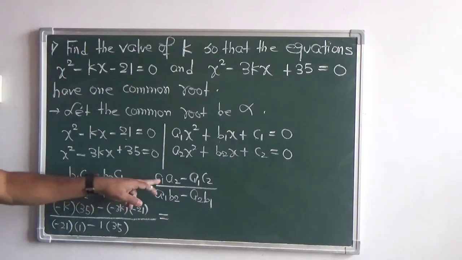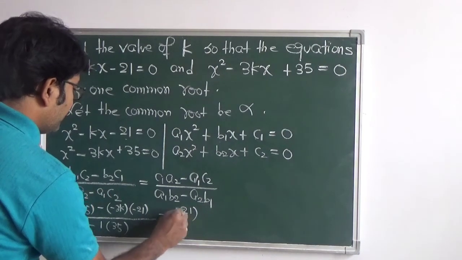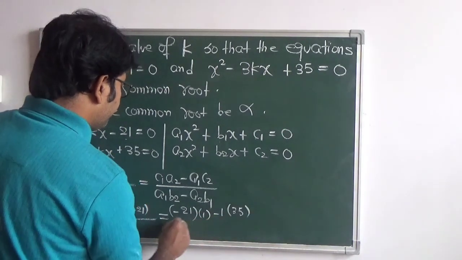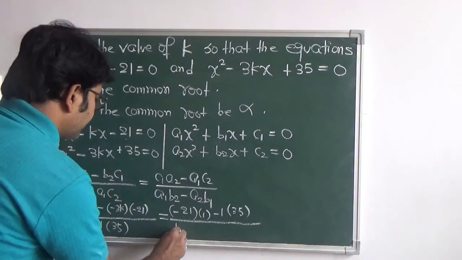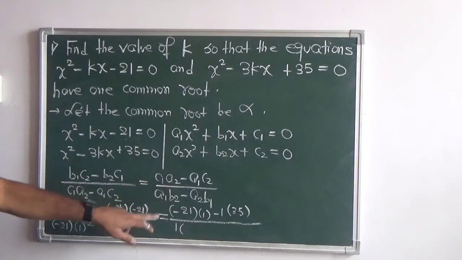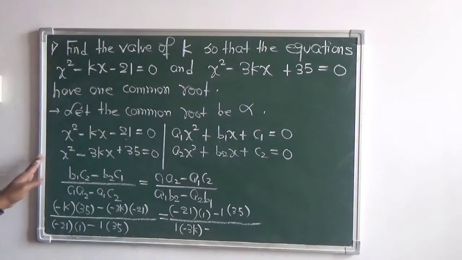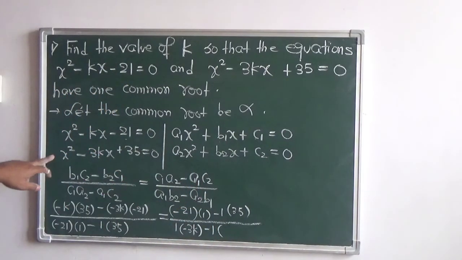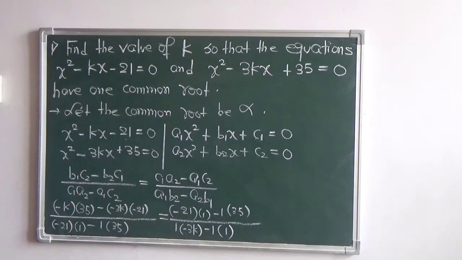This is equal to c1 a2 minus a1 c2, the same thing which is in the denominator in the first case. So this will be minus 21 into 1 minus 1 into 35, divided by a1 b2. What is a1? It is 1. b2 is minus 3k, minus a2, which is 1, into b1, which is minus k. So carefully you need to write the values, and now we'll simplify it.